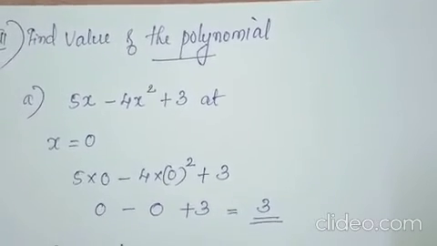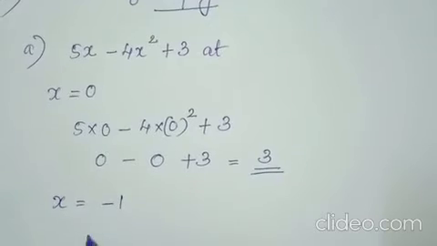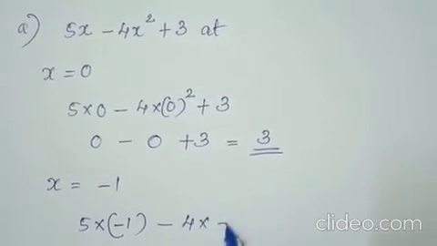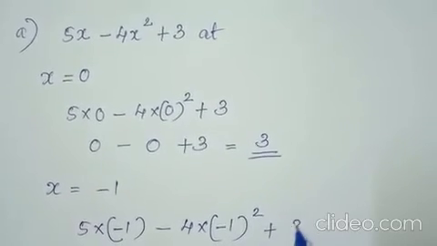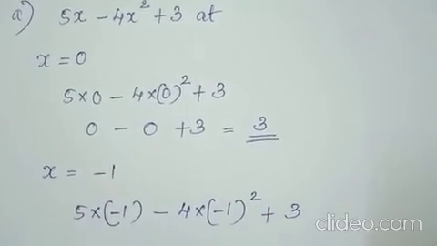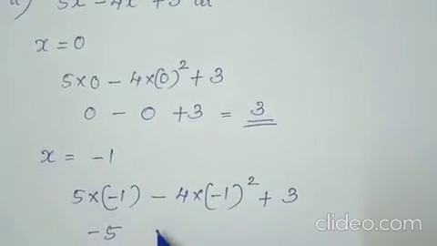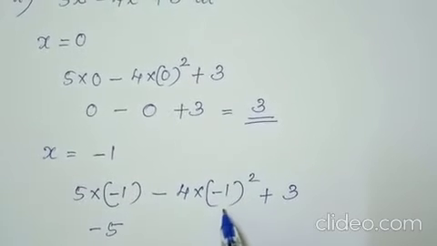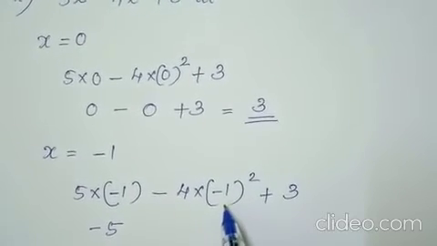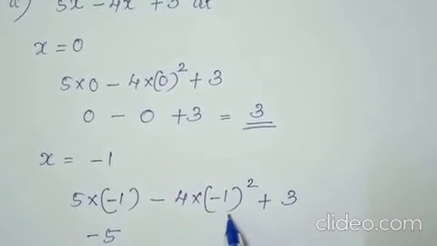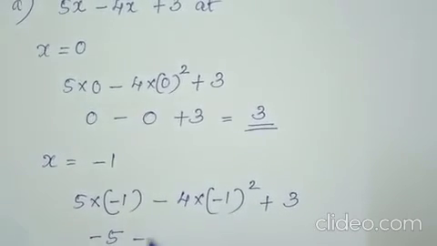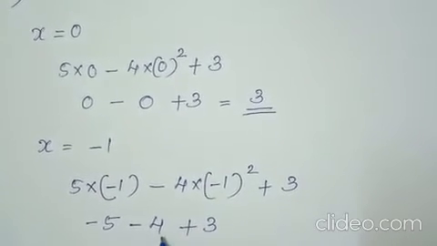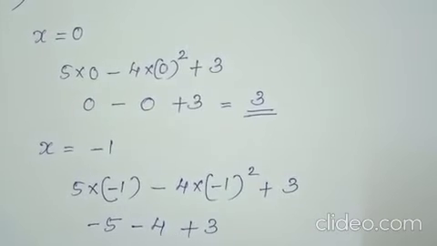Then we will put another value, x equals negative 1, in the same polynomial. So 5 into negative 1 minus 4 into negative 1 square plus 3. 5 into negative 1 will be negative 5. Then negative 1 square means negative 1 into negative 1, which is positive 1. Then negative 4 into positive 1 is again negative 4. Then plus 3. Clear?